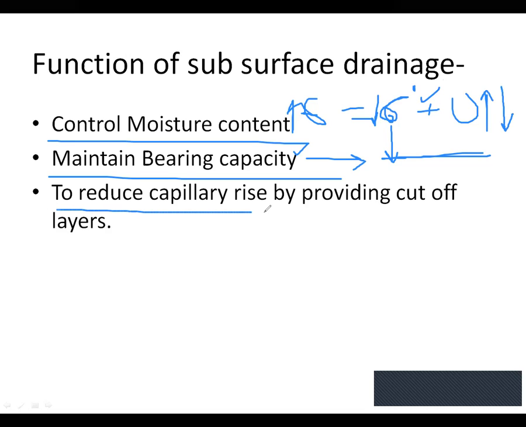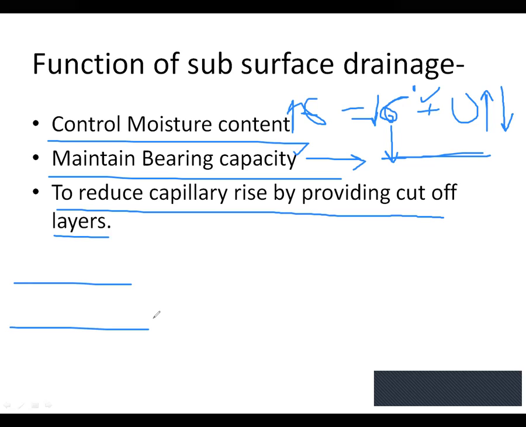To reduce the capillary rise, by providing a cutoff layer, we could avoid seepage, piping and capillary action. What is a cutoff layer? A cutoff layer is a layer of some porous material which produces a low pressure area. So it attracts the nearby moisture which is at a high pressure.